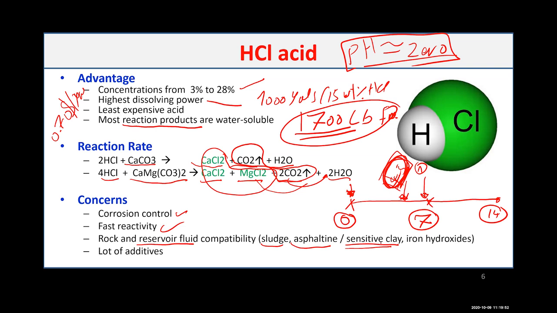The acid is cheap, but as you can see right now, we need to have a lot of additives with the acid that make the package sometimes a little bit expensive. If you have clay, if you have sludge, and if you'd like to have a controlled reaction rate, we need to have a lot of additives with this acid.